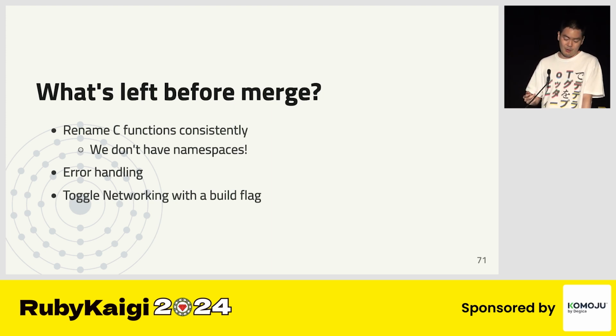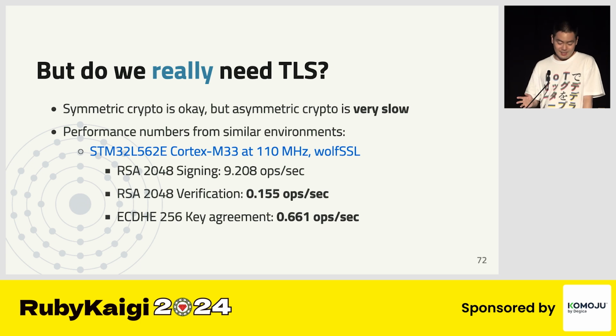And also, we want to toggle networking with a build flag, because if we don't use networking and our RAM is reduced by half, we don't want that, right? We want a bigger memory if we don't use networking, so we want to toggle that out. But do we really need TLS?